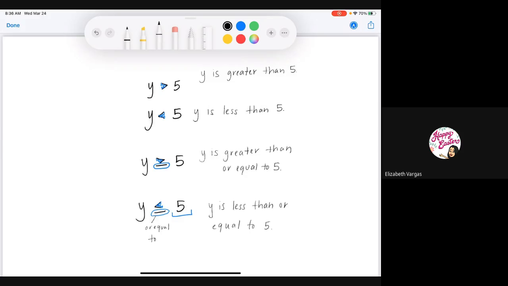Okay, so this first symbol tells me y is greater than. This one tells me y is less than. This one tells me y is greater than or equal to. And this one tells me y is less than or equal to. Okay, and this is important because we're going to deal with these in just a second. So I want to do a quick check for understanding. Super quick.